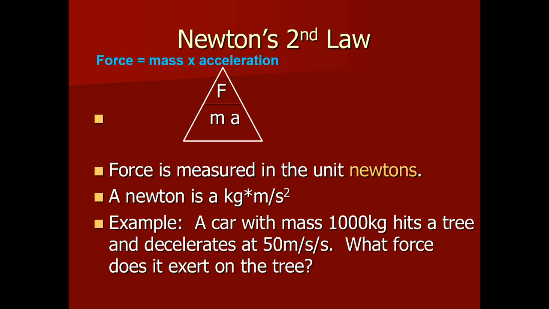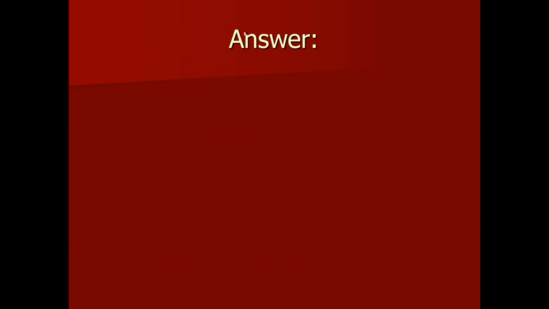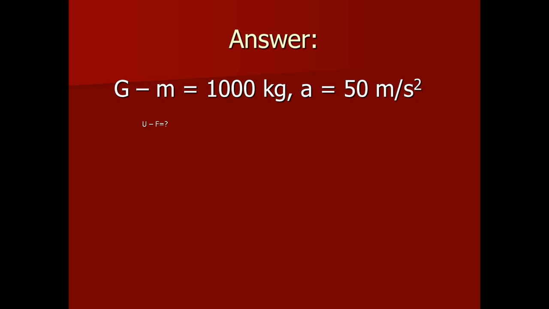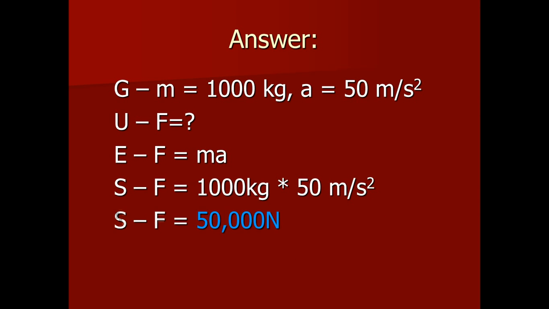For example, a car with a mass of 1,000 kilograms hits a tree and decelerates at 50 meters per second per second. What force does it exert on the tree? Well, mass times acceleration equals force. So 1,000 times 50 is 50,000 newtons. That's a lot of newtons.